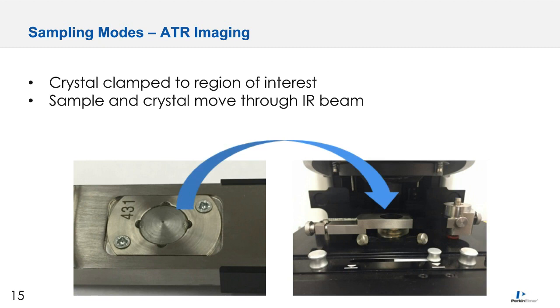The images below show the ATR imaging crystal. The left image shows the crystal before it is clamped on a sample. The image at right shows that crystal clamped in place on a sample in the infrared microscope.